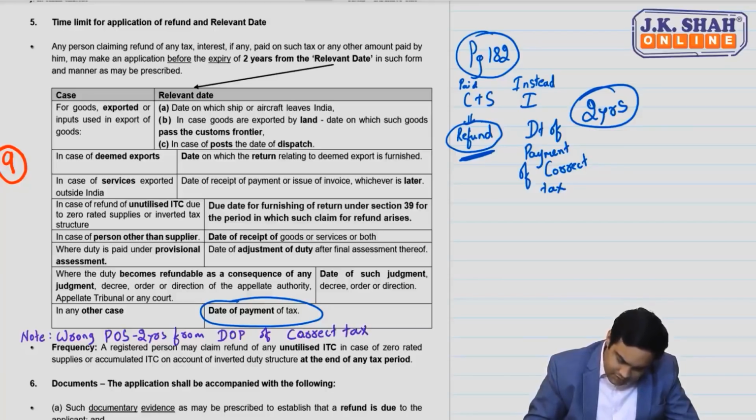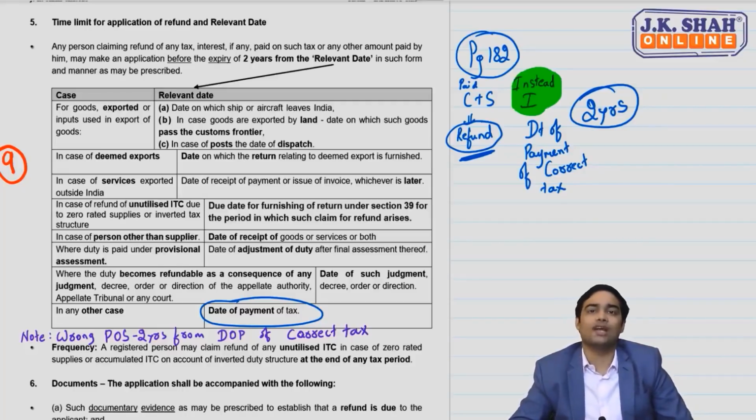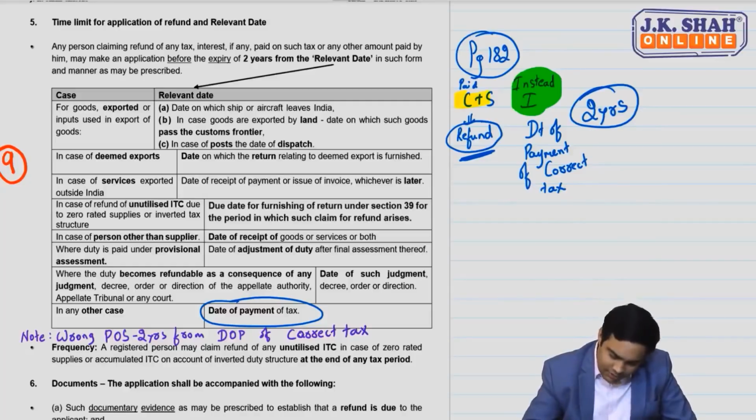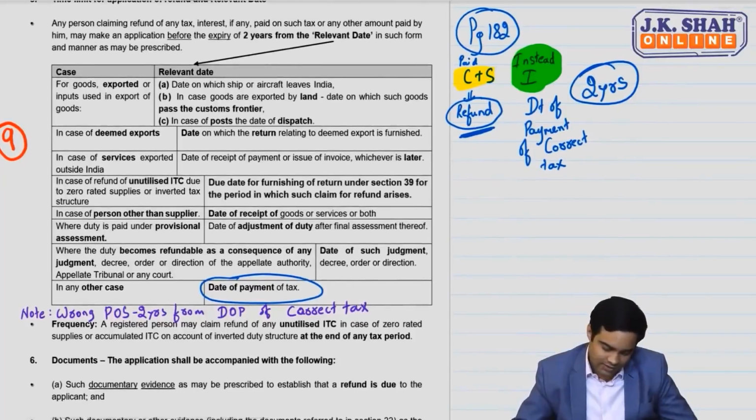Correct tax meaning, sir, the day you pay this IGST, from there you get 2 years time to claim a refund of C plus S which you had paid. Clear? Okay.